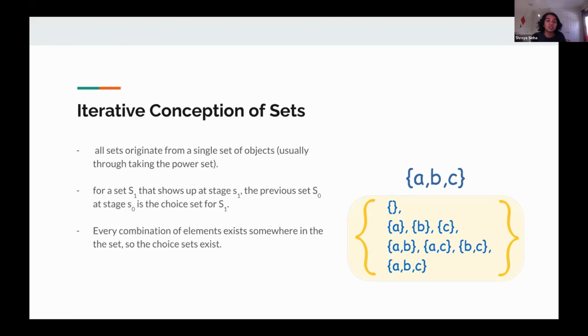And when you take a power set, you also include the empty set, which is just the set with nothing, which are those two braces next to each other. And so for this set, we'll call the power set, this yellow set, set S1 at stage S1. And that our set X is at stage S0, and it's the set S0.